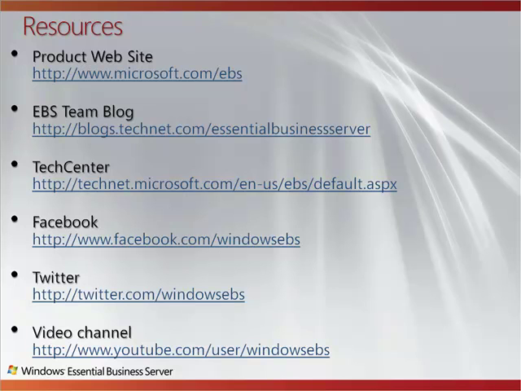So wrapping up, I just wanted to highlight a couple of key resources. We have our product website where you can download the trial product, read case studies about successful partners and customers. The EBS team blog, a lot of great information, a very active blog. We have the Tech Center on TechNet with all kinds of white papers and other technical information. And of course, we have our new community sites, Facebook. You can follow us on Twitter and this YouTube channel.